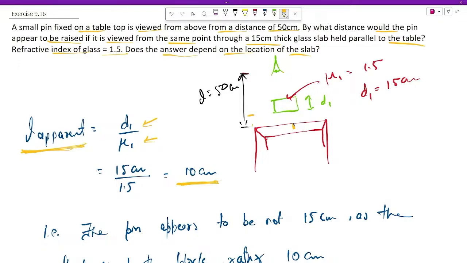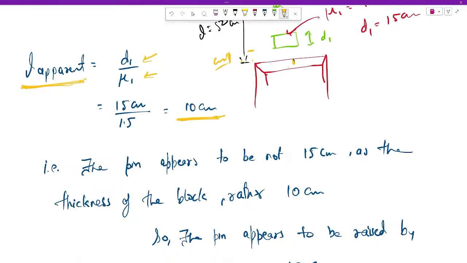What it means is that though the thickness of glass is 15 centimeter, it would appear as if it is just 10 centimeter. So there will be a shift of 15 minus 10 equals 5 centimeter, or the pin top will appear to have moved 5 centimeter above. So we can say that the pin appears not to be at 15 centimeter, the thickness of the block, but at 10 centimeter. So the pin appears to be raised by 5 centimeter.